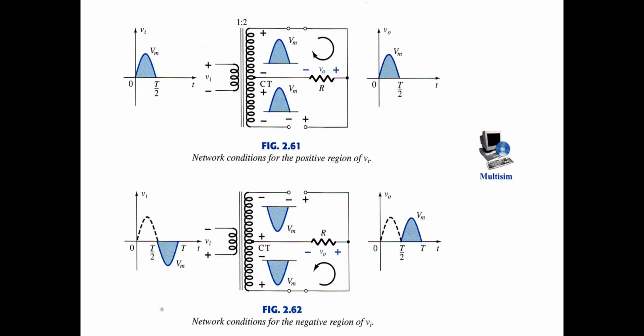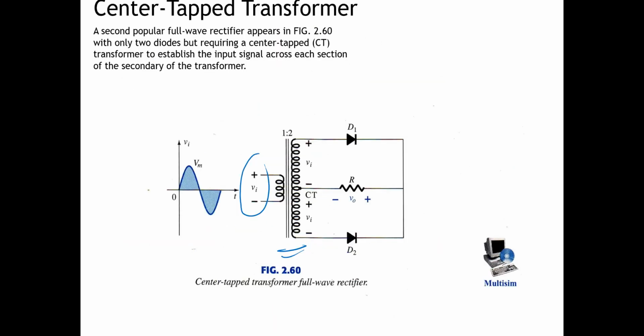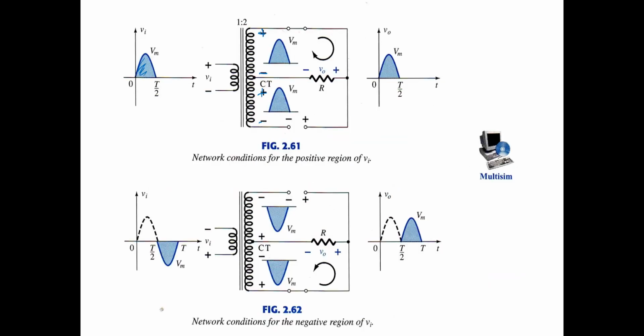Okay, so in the positive cycle, like this one, here also positive in the center tap transformer, negative, positive and negative. So we have the diode here and also a diode here. From this one, this is the diode connected like this one. So the positive connects to the positive terminal, negative to negative. So the current flows here.